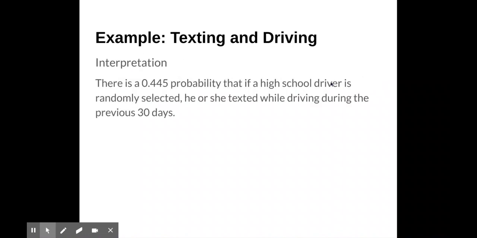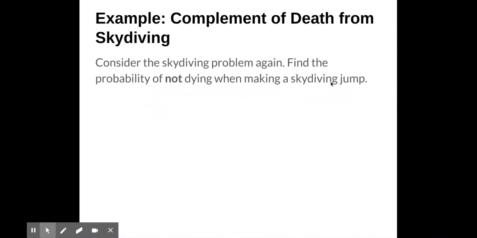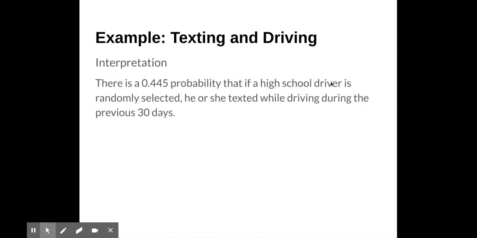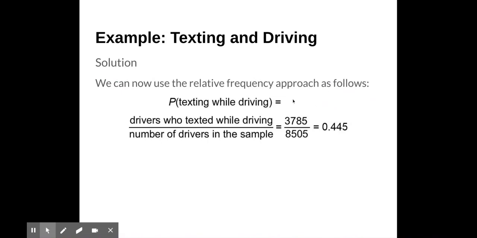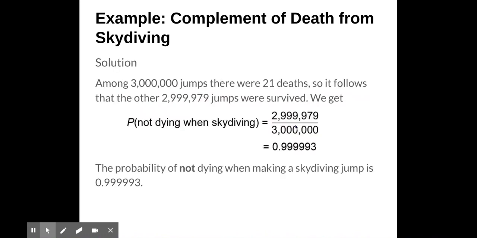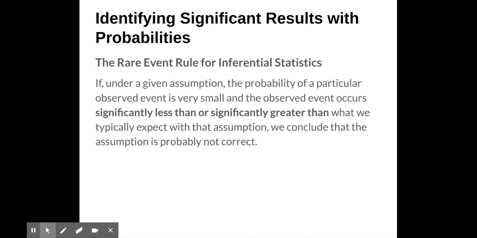Coming back to this, there's a 0.445 probability that a randomly selected high school driver has texted in the last 30 days. The probability that a high school driver has not texted in the last 30 days would simply be everyone else over that same number. So this one is not dying. They knew this many jumps, that many deaths, and found the difference was simply 3 million minus 21. Okay, we're not doing the driving one.